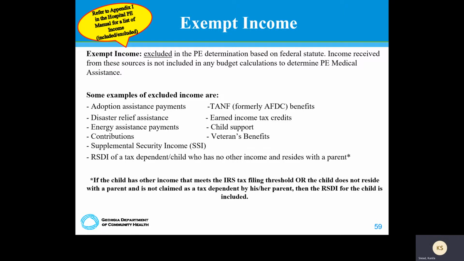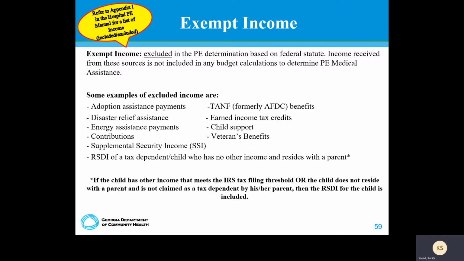If a child has RSDI income, it depends on their situation to determine if it's going to be included or not. So if a child has RSDI income and they live with their parent and have no other income, then no, we would not include it. So if they're living with their parent and the RSDI is the only income that they have, we would not include it. But if that child receives RSDI, does not live with their parent, they're living with someone else, and their parent is not claiming them as a tax dependent, you will include it.